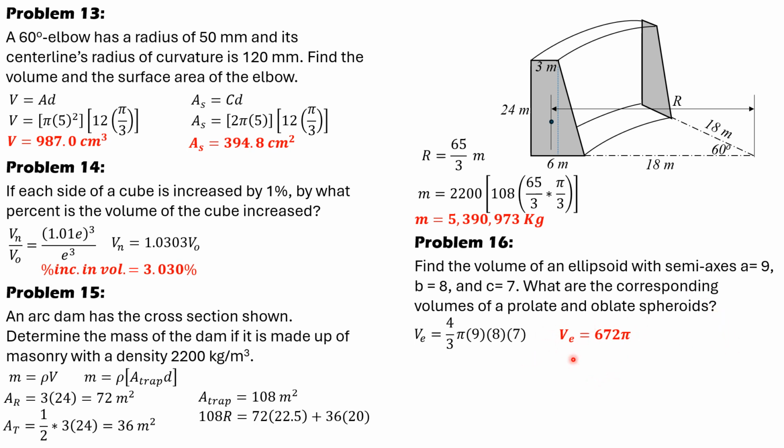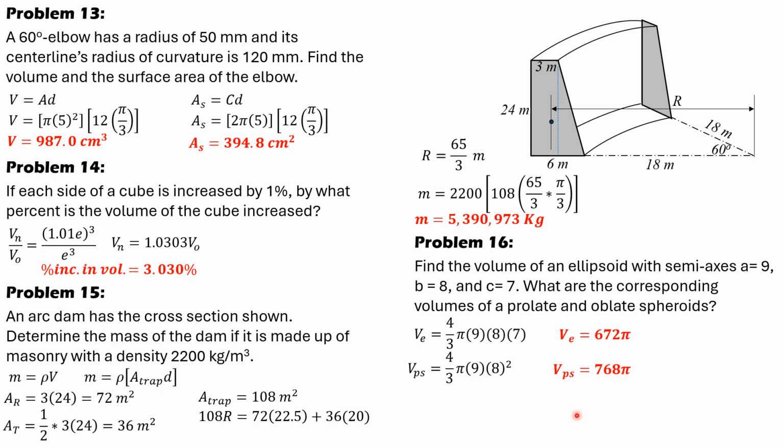For volume of prolate spheroid, remember the semi-ellipse is revolved about the major axis, that's prolate. So it is b that is squared. So it is 4/3 pi a b squared, because b equals c. So 4/3 pi times 9 times 8 squared, and volume of prolate spheroid is 768 pi cubic units.